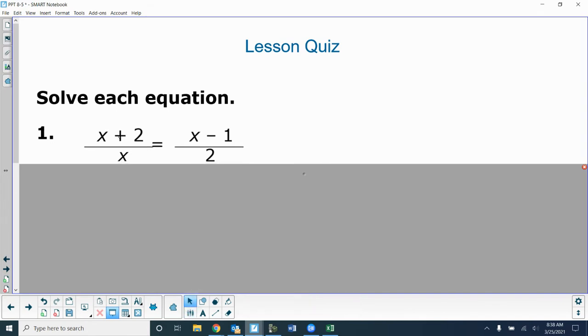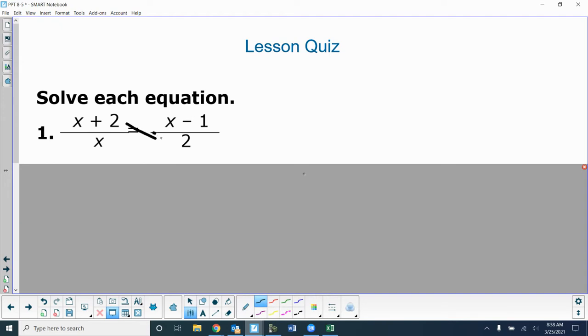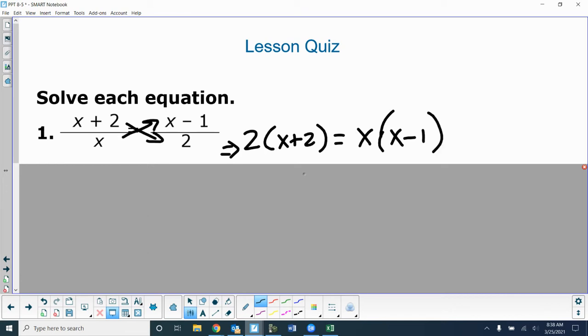let's do this first, move it back. You set them equal to each other, right? So 2 times x plus 2 equals x times x minus 1. That's what happens when you cross multiply. You set them equal. And you'll get the same answer if you multiply both sides by 2x, the common denominator.